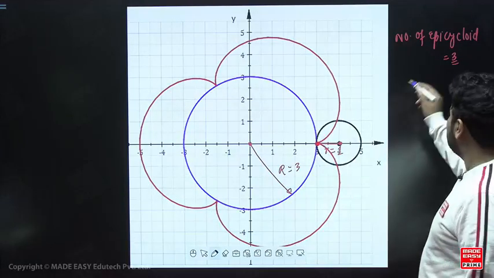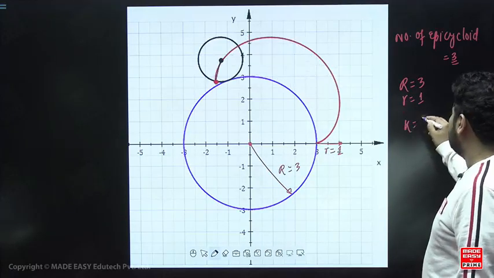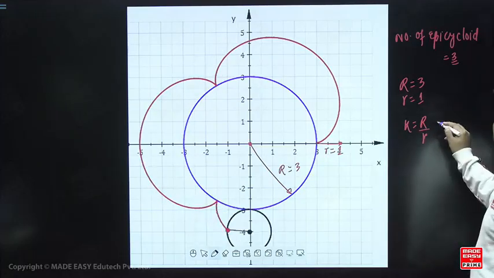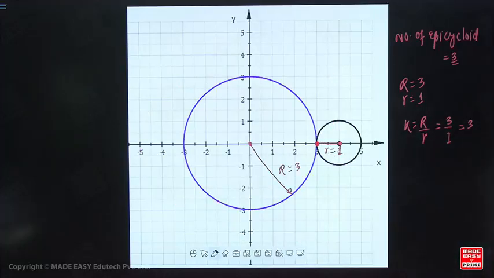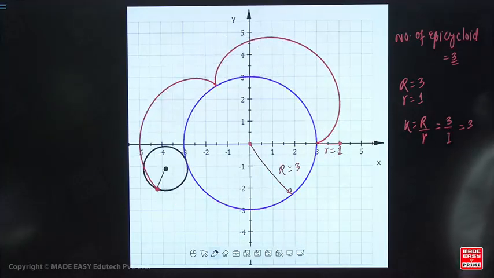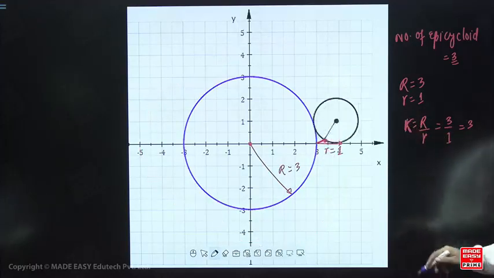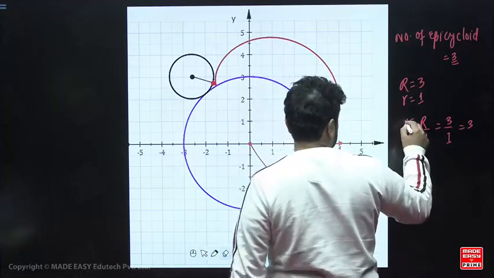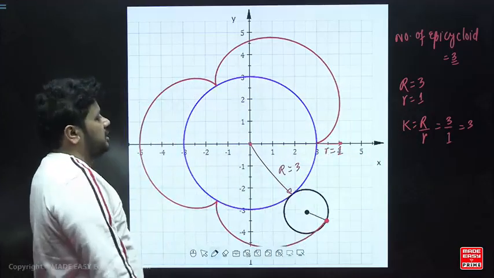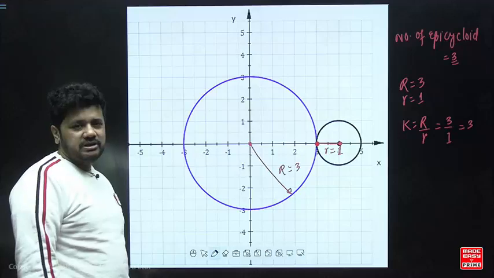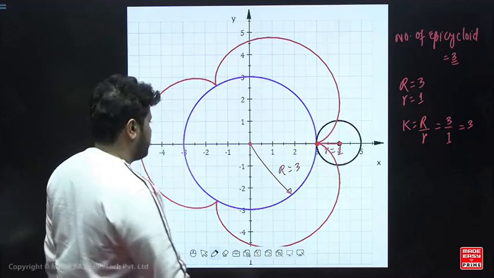So how you will get 3? Here you can see that capital R is equal to 3, small r is equal to 1. So if I say k, which is the radius ratio R upon r, so this is how much it is, 3 upon 1, how much it is, 3. That means number of epicycloid that is formed depends upon radius ratio, isn't it? So if n is the number of epicycloid and if k is the radius ratio, the number of epicycloid depends upon the radius ratio. As much radius ratio is there, that much of epicycloid you are going to get, isn't it? So I hope it is clear.